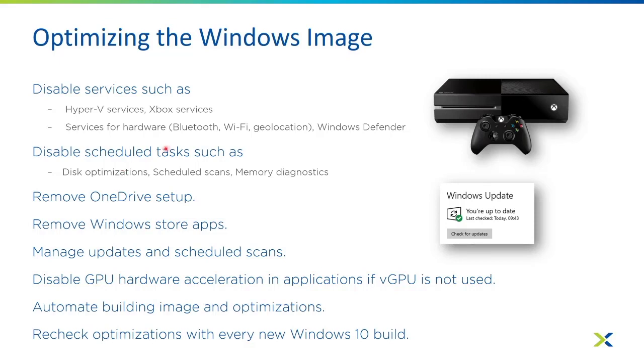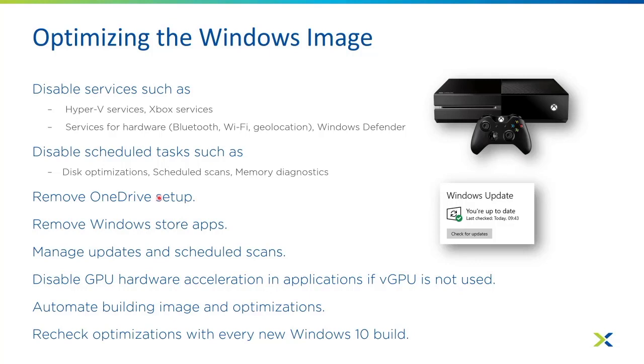There's a set of tasks that we can disable. So disk optimization, memory scans, stuff like that. Again, we don't need that in a virtualized world. I mean, the Nutanix architecture is going to take care of all the disk optimizations. If you're not using things such as OneDrive, we can remove that. The Windows Store applications, updates, scheduled scans, like I said, we can manage those with different tools.